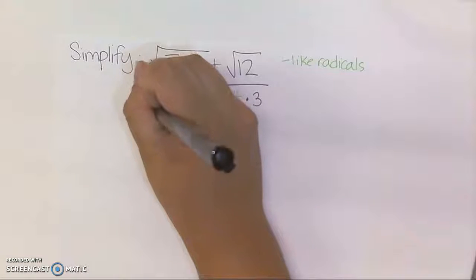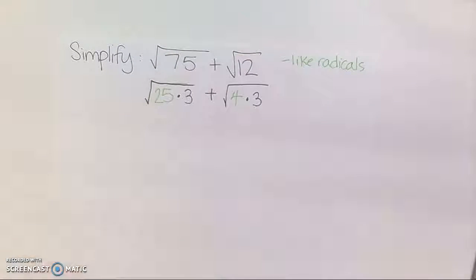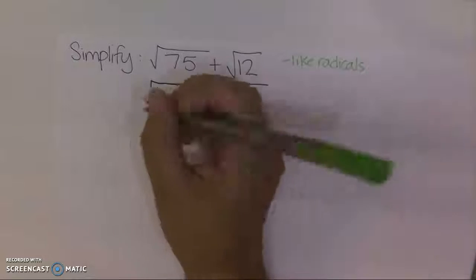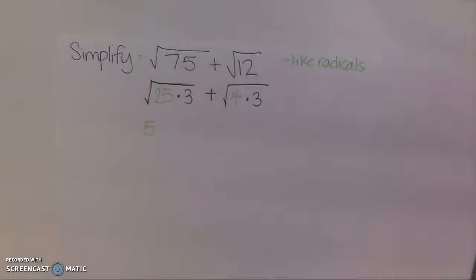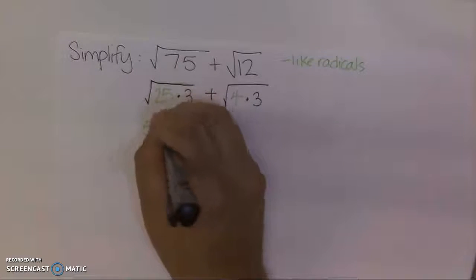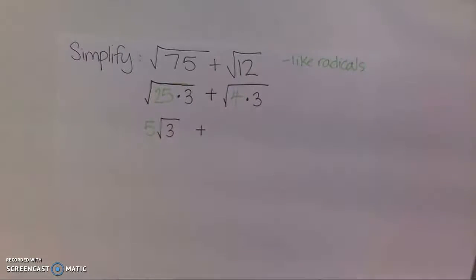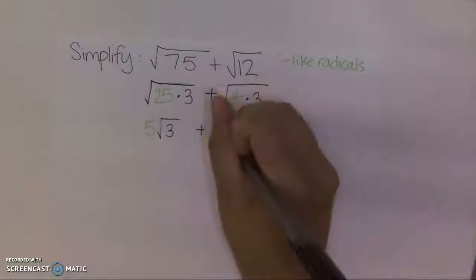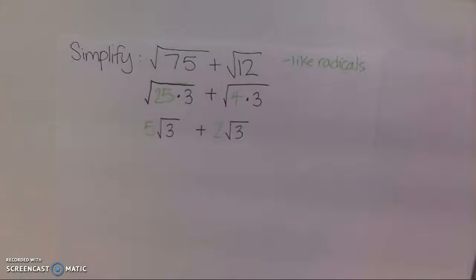So now I am going to take the square roots that I can. I'm going to take the square root of 25. The square root of 25 is 5. And I cannot take the square root of 3, so I'm going to leave it. The square root of 4 is 2, so I'm going to take that square root. But I cannot take the square root of 3 again, so that's just the square root of 3.